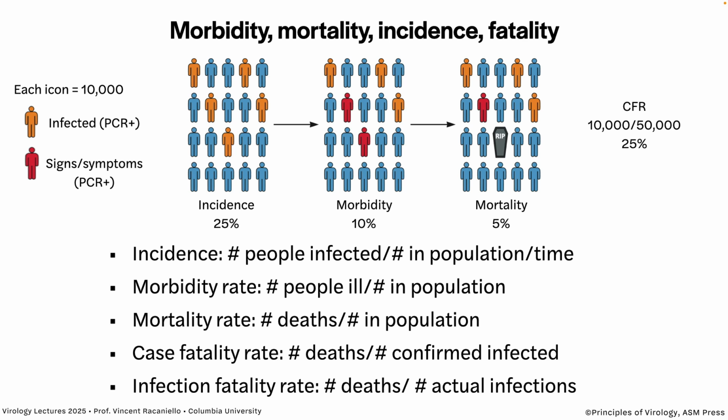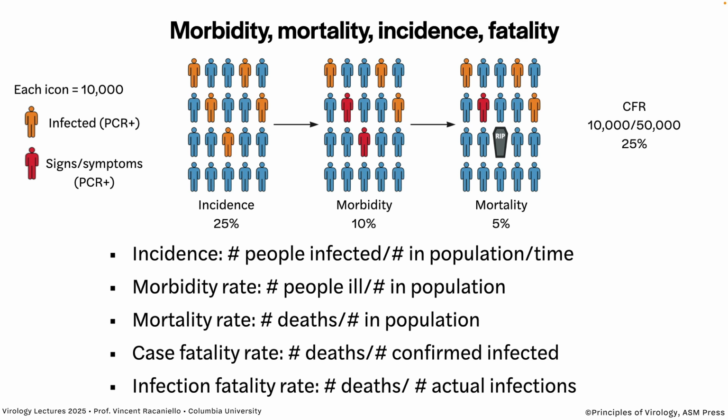And finally, the infection fatality rate is the number of deaths over the number of actual infections. Now, the problem is you never know the number of infections during an outbreak. You can't test everyone, right? So you're always making extrapolations. And the infection fatality rate is an attempt to use statistical procedures to actually gauge the number of infected people based on PCR positivity or some other assay that you're using.